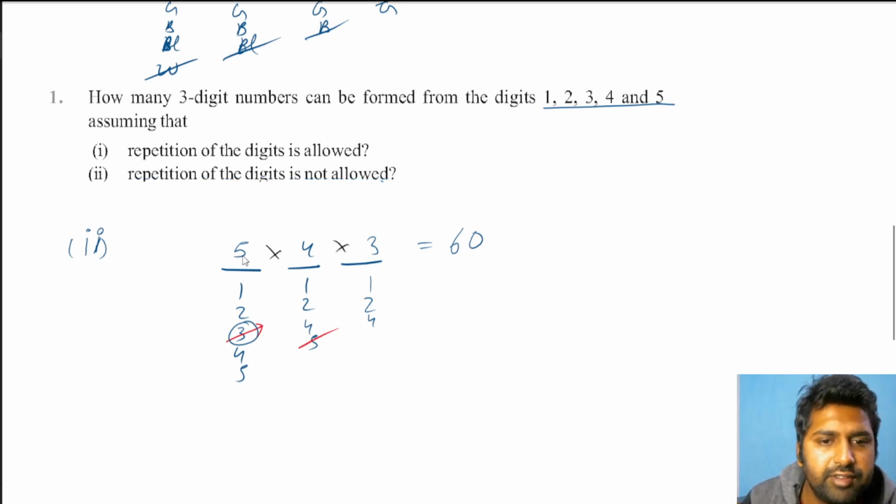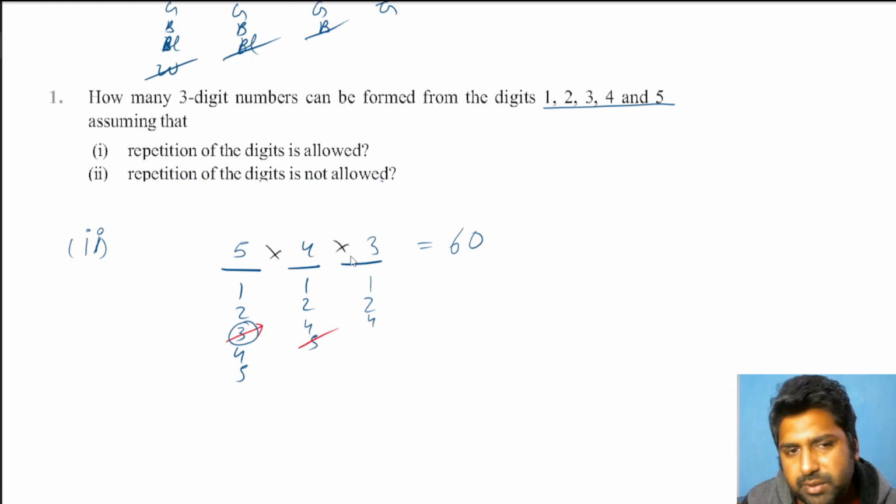Remember that every time, the number of options is being decreased. That means any one option is being used. That means repetition is not allowed. So the method we are doing right now is for repetition not allowed. So this was the second part.